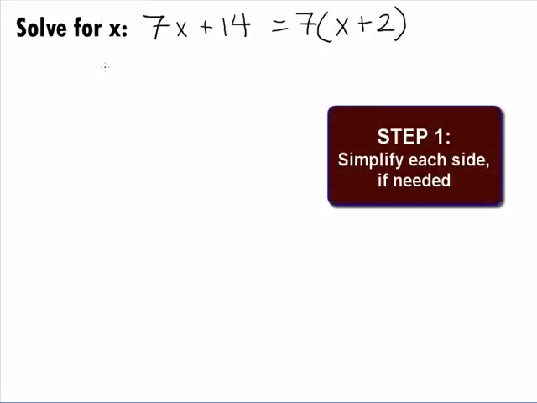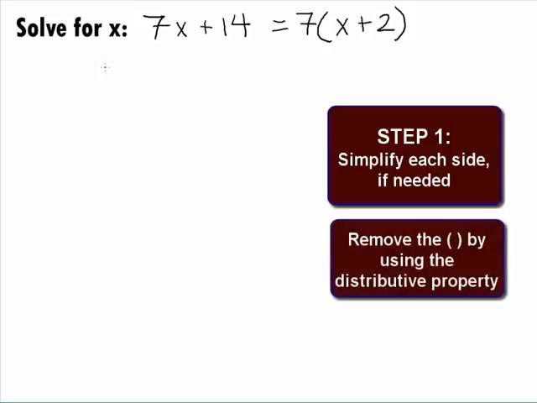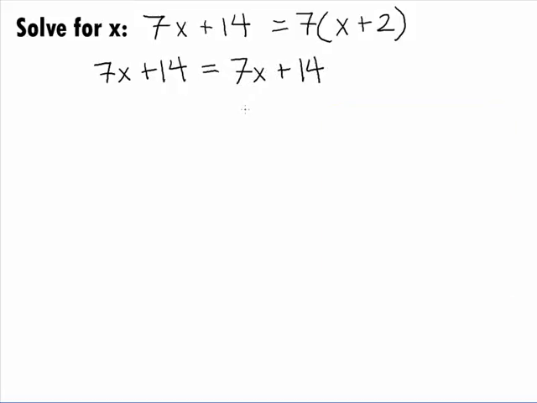It looks like we have a parenthesis we can clear out, so it'll make our problem a little nicer to work with. We can do this by applying the distributive property. The left side will remain 7x plus 14 equals, and on the right side we can multiply the 7 times the x plus 2 and get 7x plus 14.